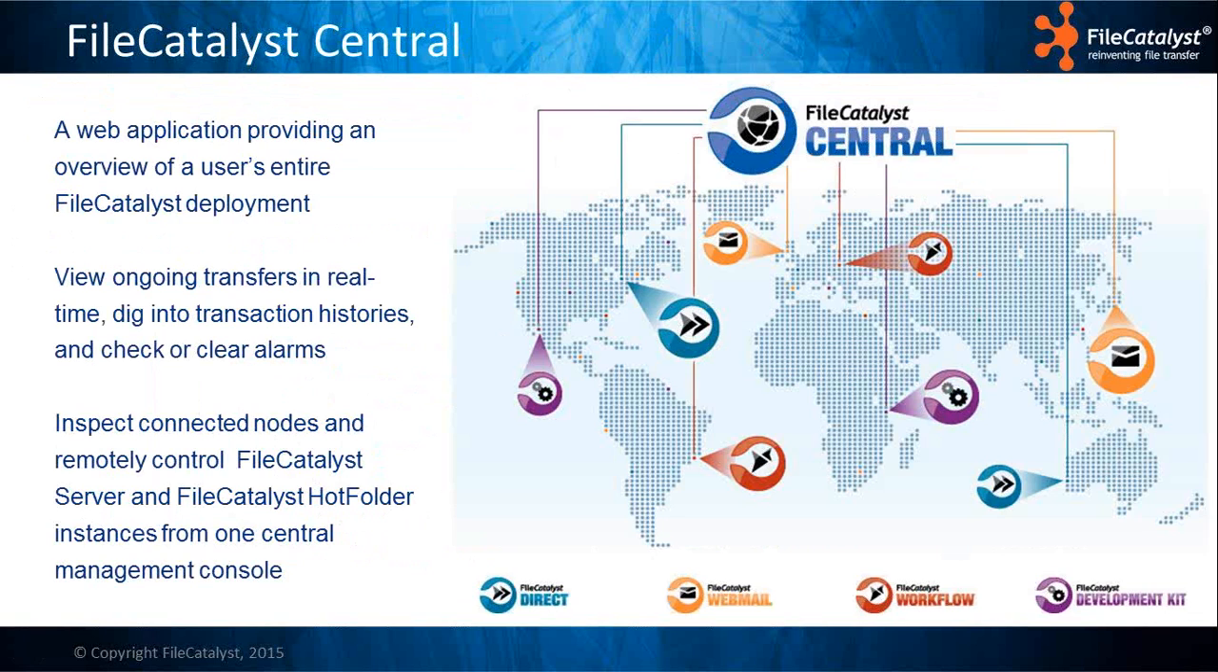Central will also notify you if there's any problems, if there's any failed transfers, if the links go down between certain hot folders. All of this can be fed via SNMP traps to your network management tools. And it's a tool really for managing your entire system, your entire system of FileCatalyst transfers.